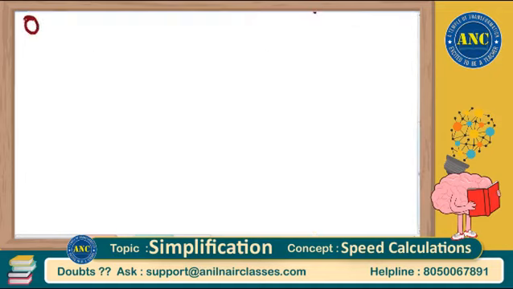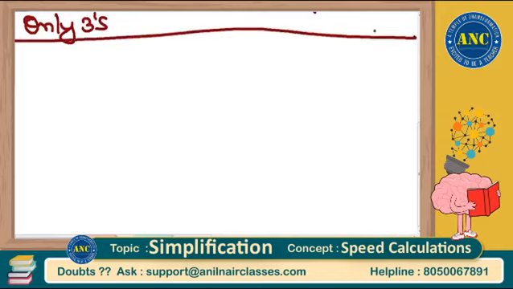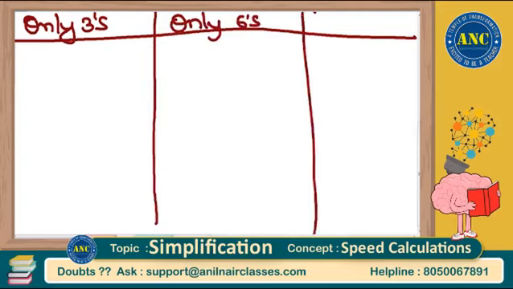Second specific technique. Suppose the number consists of only 3s, or only 6s, or only 9s. Now listen carefully, sir. All these will have a similar kind of logic.